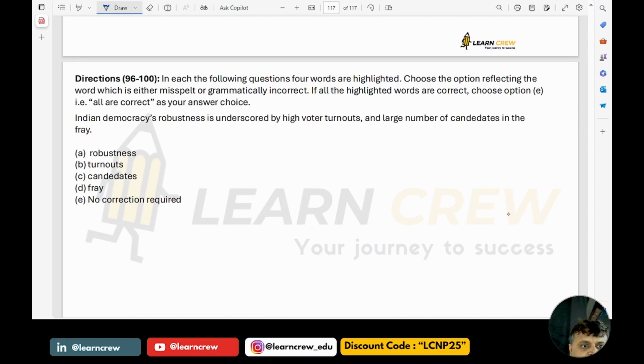Misspelled. Indian democracy's robustness is underscored by high voter turnouts, and the large number of candidates. So, candidate spelling is wrong. It is very simple, candidates, right? And the candidates in the frame. So, the misspelled one is candidates.